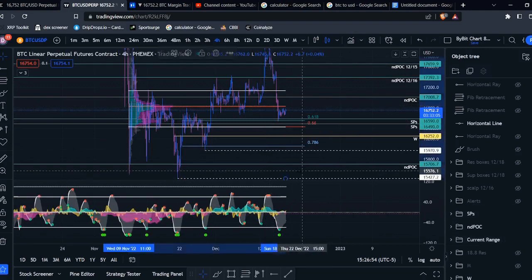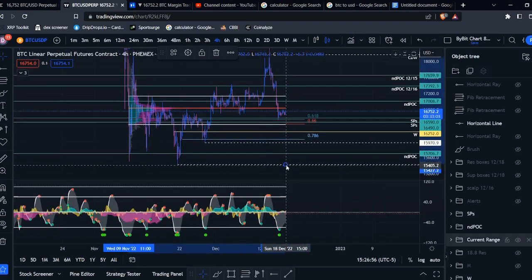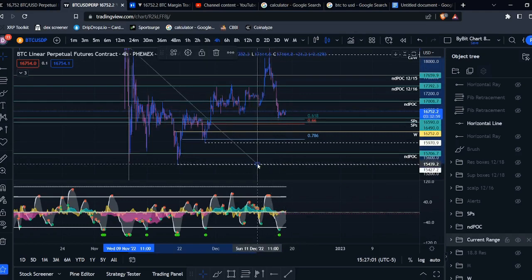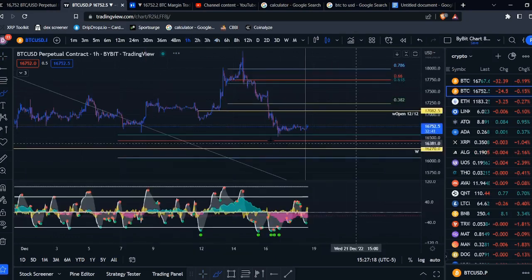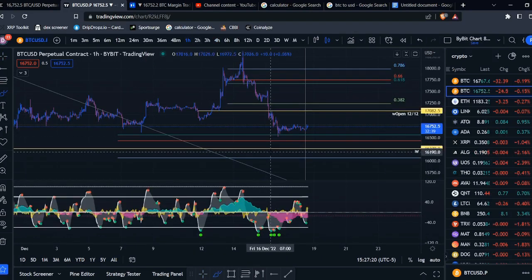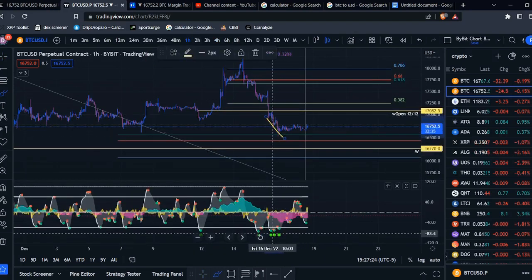So we did just get a bounce off of a pretty interesting level. This is the point of control on Bybit, I believe. Yeah, on Bybit, it's lining up very nicely. So we did get a bounce from this significant level right here. We didn't see too many signals for that. We got bull divs on the 1 hour, but the money flow was still coming down.